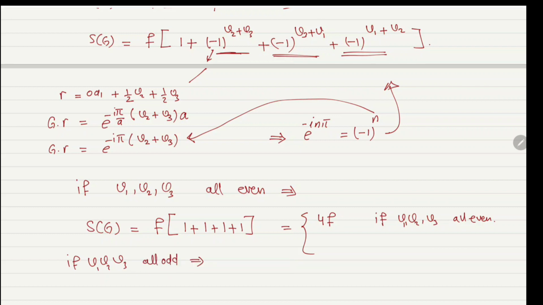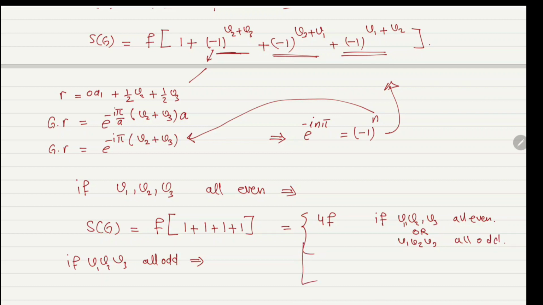Now if V1, V2, V3 all odd. In this case, let's see what's going to happen here. If V2 plus V3, odd plus odd is even, in this case, this one here equal to 1. Now, this one here, again, odd plus odd is even. Minus 1 to the power even number is 1, and minus 1 to the power even number is 1. In this case here, 1 plus 1 plus 1 plus 1, it's equal to 4f. Now, let's just add another condition here, V1, V2, V3 all odd.